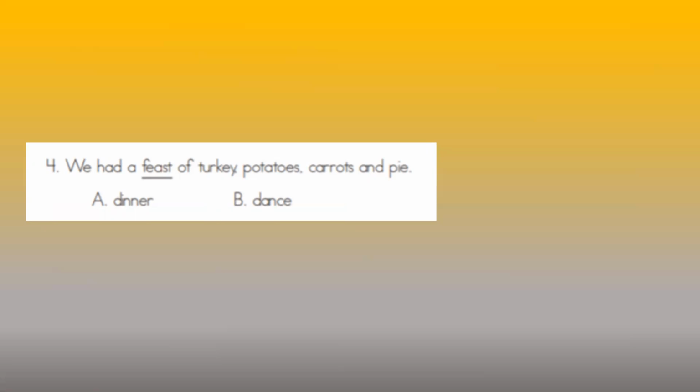Dance. We had a dance of turkey, potatoes, carrots, and pie. That doesn't make sense. Potatoes, carrots, turkey, and pie, they do not dance. We eat them for dinner. Our answer is A, dinner. Because of the clues in the sentence, turkey, potatoes, carrots, and pie.